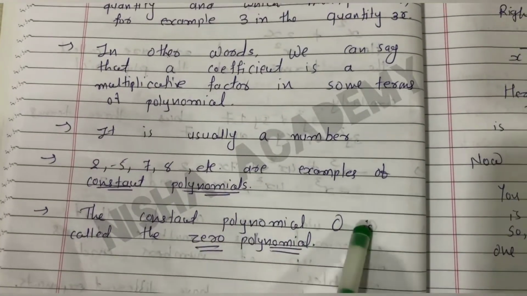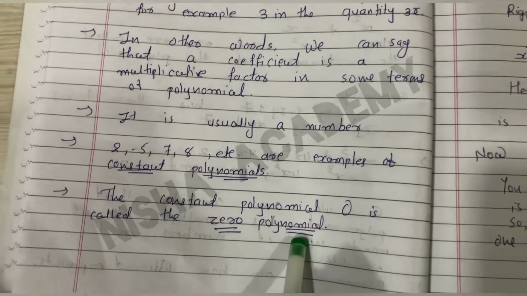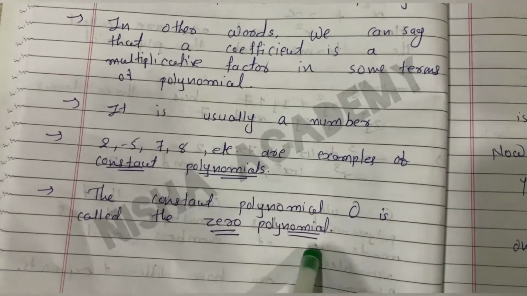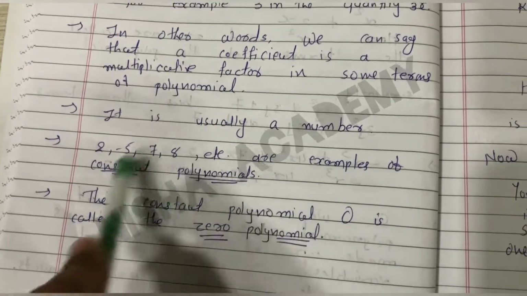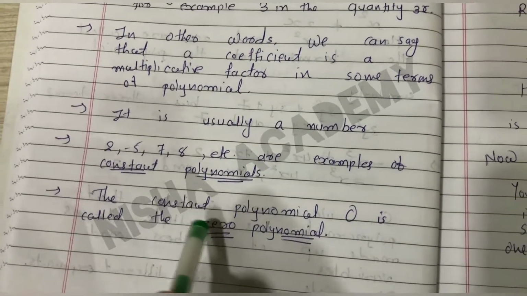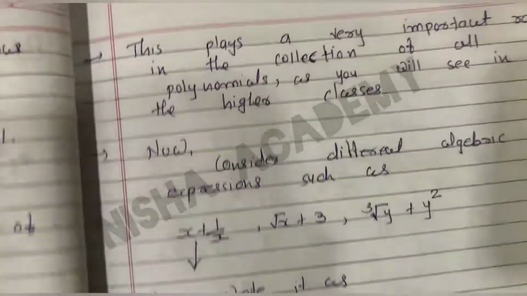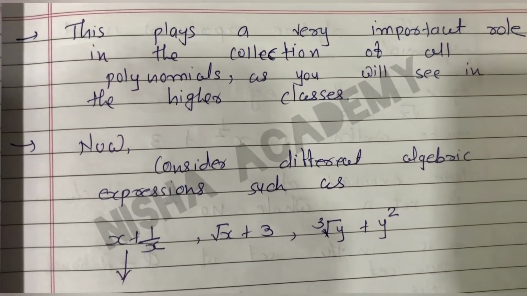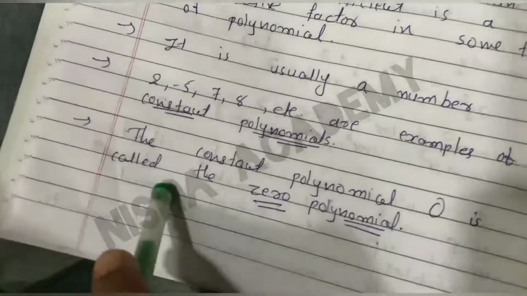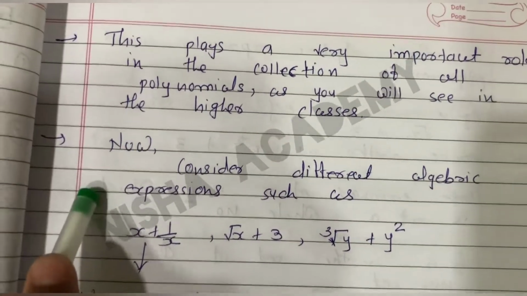What if we have 0 as a polynomial? It is called the zero polynomial. So, the definition: 2, minus 5, 7 are examples of constant polynomials, and the constant polynomial 0 is called the zero polynomial. This plays a very important role in the collection of all polynomials, as you will see in higher classes, not now.